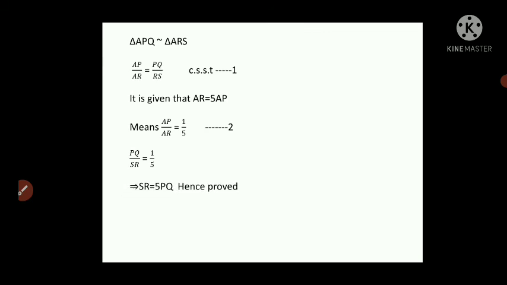Here you have to compare statements 1 and 2. When you compare 1 and 2, you get the exact proof. Once again, statement 1 is AP upon AR is equal to PQ upon RS, which is the corresponding sides in proportion. Statement 2 says the value of AP upon AR is 1 upon 5. So in statement 1, where we have AP upon AR, we substitute 1 upon 5. So PQ upon RS is left. When we cross multiply, PQ multiplied by 5 will be 5 PQ and SR multiplied by 1 will be 1 SR, so SR is equal to 5 PQ.